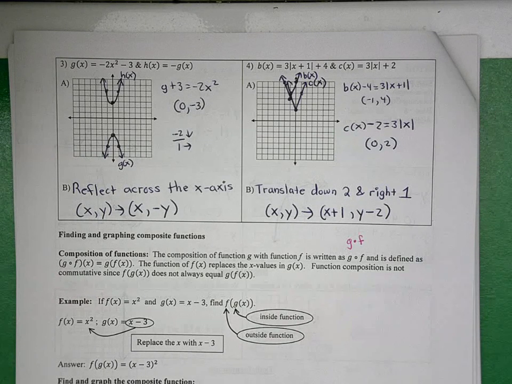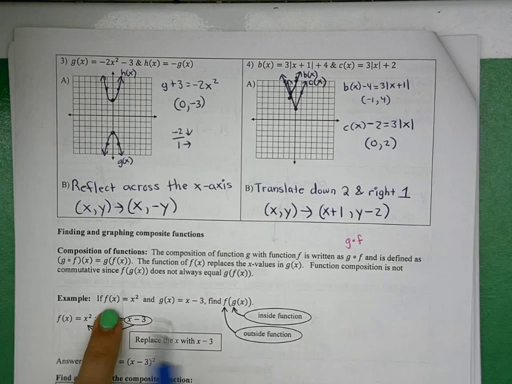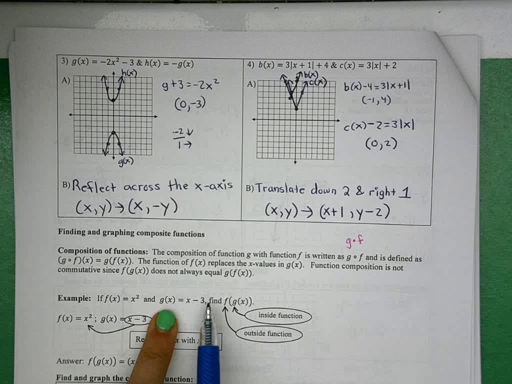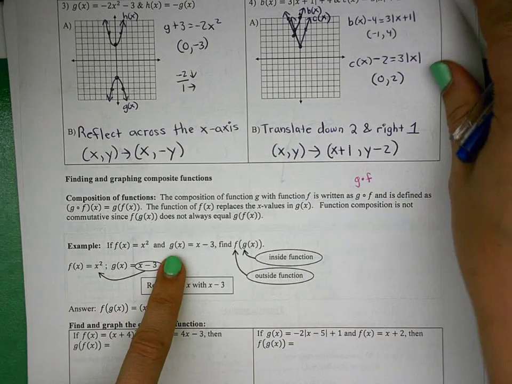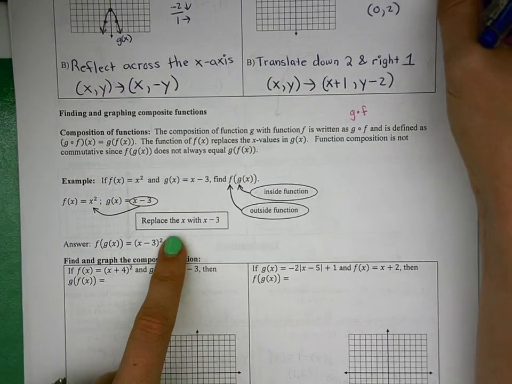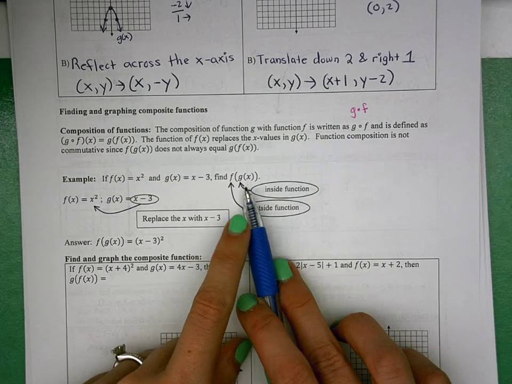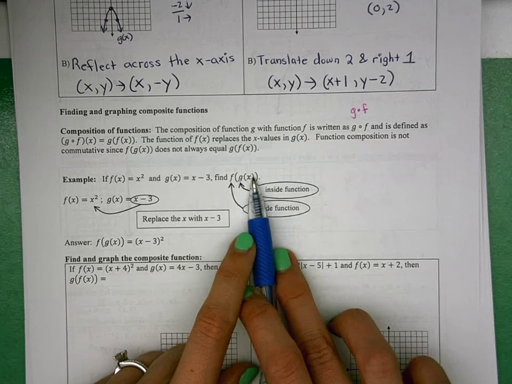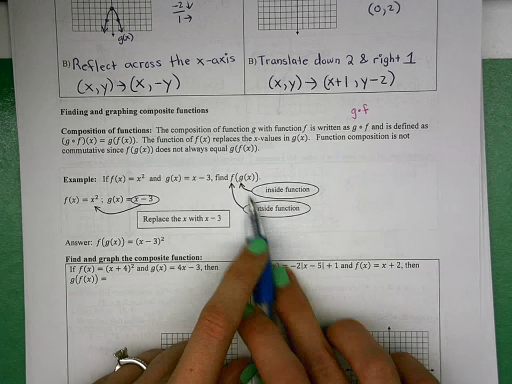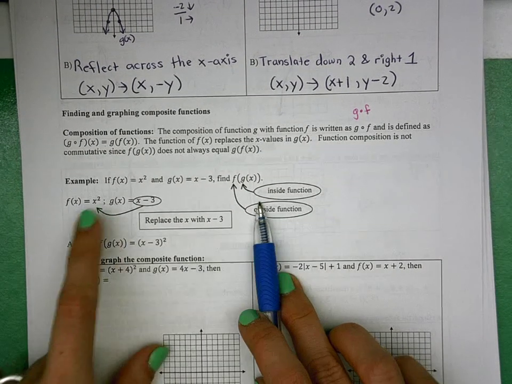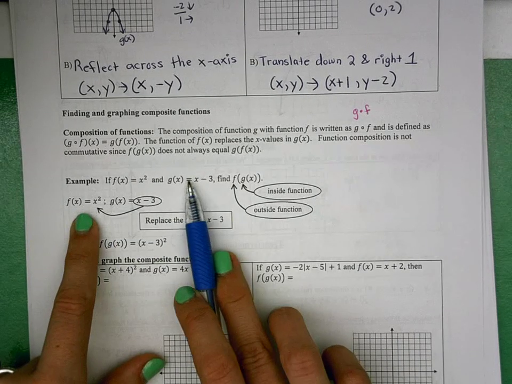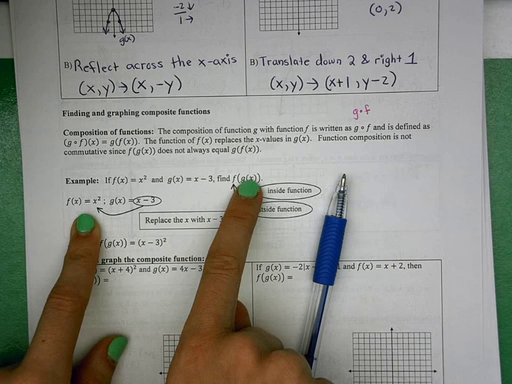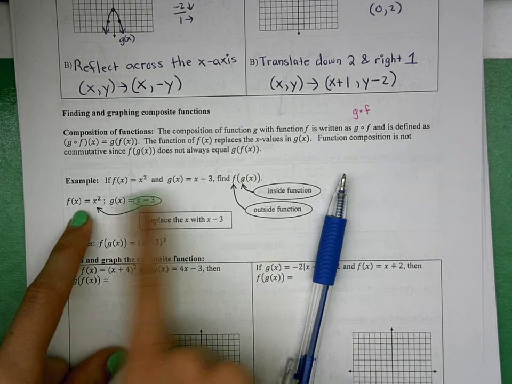So, if f of x is x squared and g of x is x minus 3, find f of g of x. Okay, well this f of g of x shows me that my g of x, which is my inside function, is getting plugged into my f of x, which is my outside function. And so again, my f of x is x squared, my g of x is x minus 3. The g of x is getting plugged into f. You're replacing the x with x minus 3.